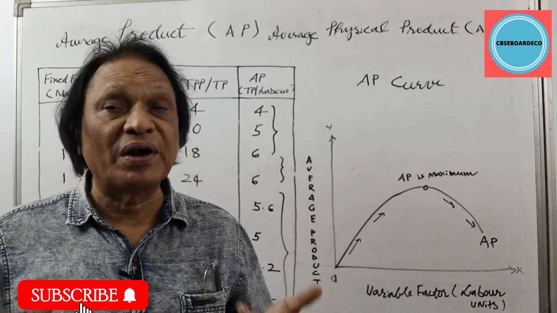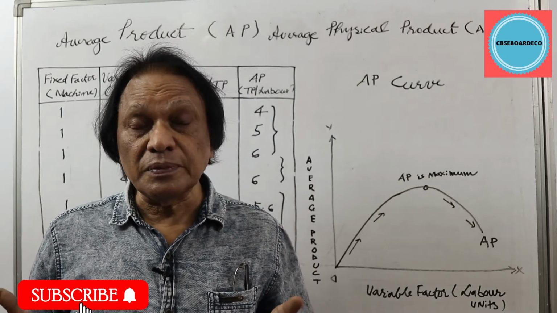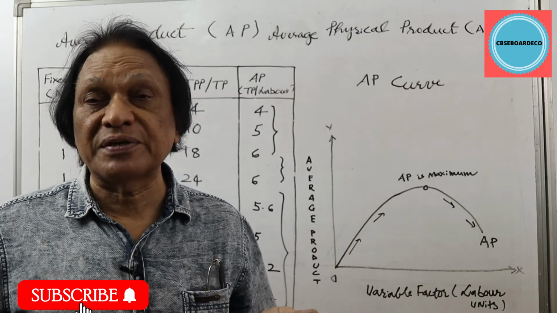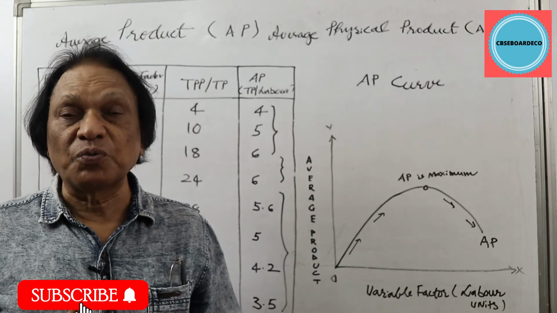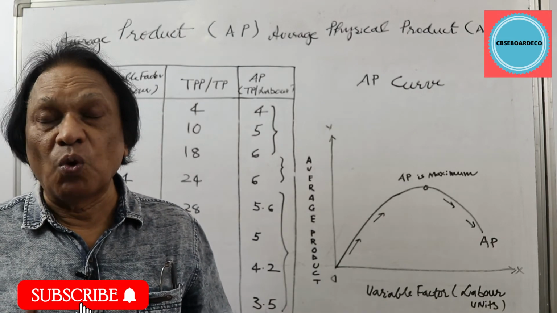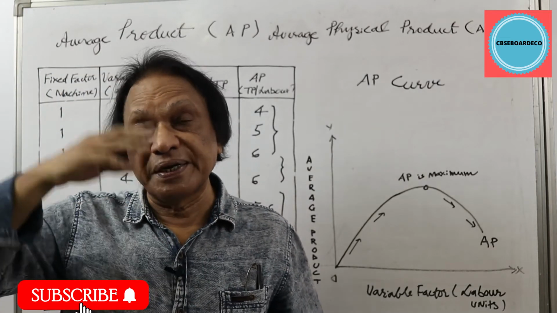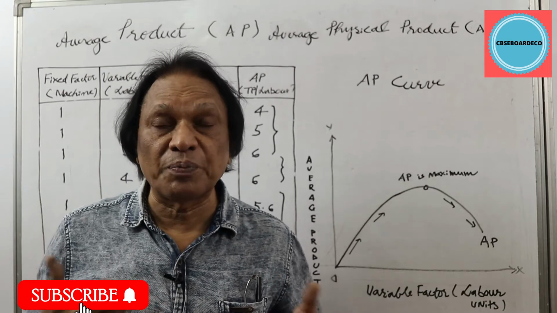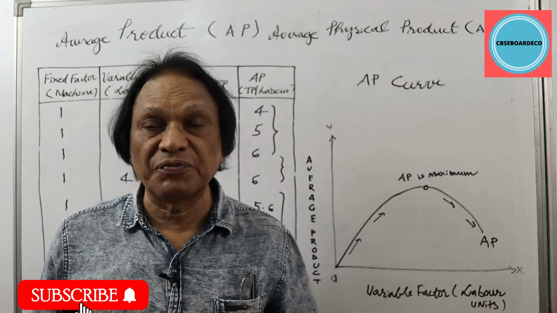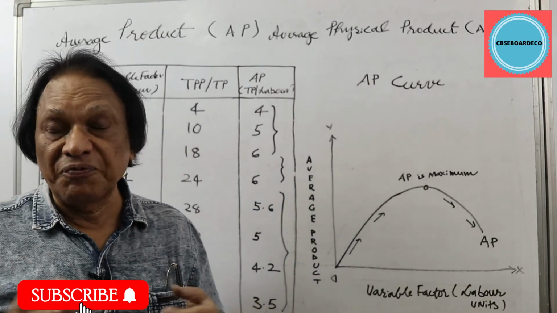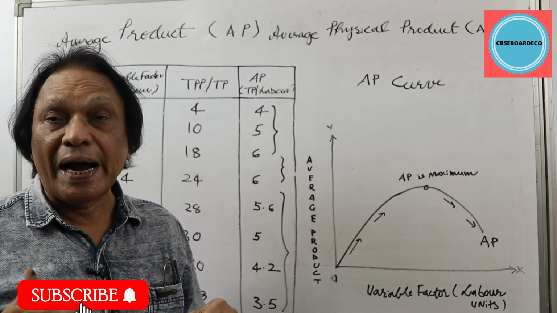We have already seen what happens to output in the short period as we go on increasing a variable factor, that is labor, on the same number of fixed factors. In the last video we saw what happened to the total product. Total product increases initially, reaches a maximum, then becomes constant and declines if you go on engaging the same fixed factor of production. Now today we talk about average product.